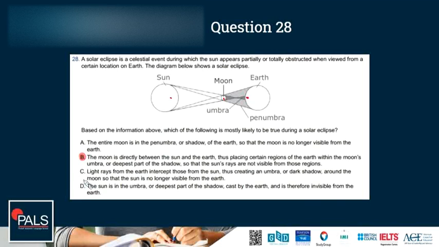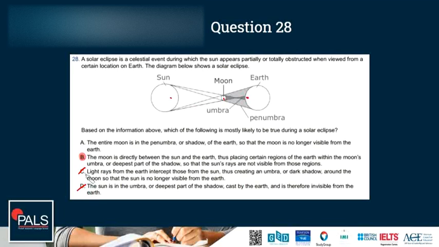Anyway, let's have a look at the other options. Light rays from the Earth. There are no light rays sent by the Earth, only from the sun. Light rays from the Earth intercept those from the sun, thus creating an umbra or dark shadow around the moon. Okay, well, that just doesn't make sense at all here. The sun is in the umbra, or deepest part of the shadow cast by the Earth, and is therefore invisible from the Earth. No. There is no shadow cast on the sun because the sun is the source of light.